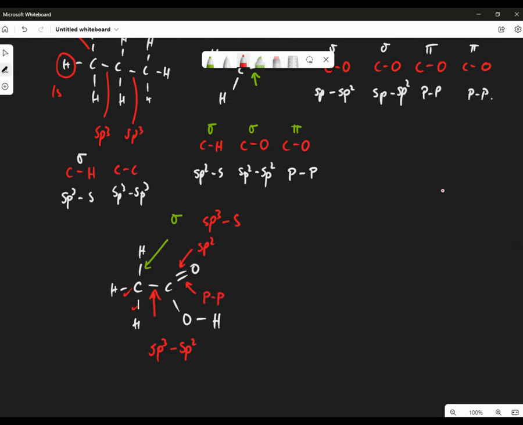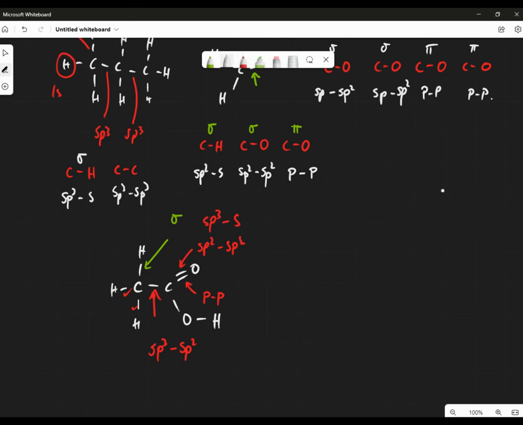Pi bonds are always between p's and p's. But the sp2 here, the sigma bond, is going to be between an sp2 from the carbon and the oxygen, that's going to be an sp2 as well. You don't have to know the oxygen, I'm just telling you.